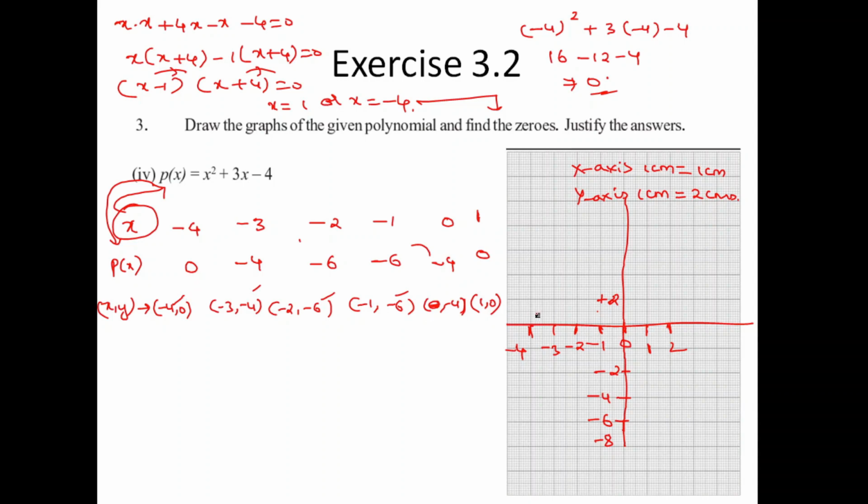So let us plot these. Minus 4 comma 0 is somewhere over here. Now minus 3 comma minus 4, which is somewhere over here. Similarly, minus 2 comma minus 6. Minus 1 comma minus 6, it's over here. 0 comma minus 4, it's over here. And 1 comma 0 is over here, right? So when I draw the graph joining all these coordinates, I'll be getting a curve which is something like this. If you are observing the graph directly, you are able to see that these would be the zeros.